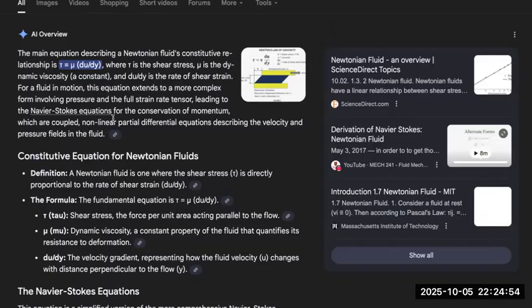Yes, and as you see over here, it's a Newtonian fluid because the shear stress tau is directly proportional to the rate of shear strain, or du dy. So let's go back to our problem now.